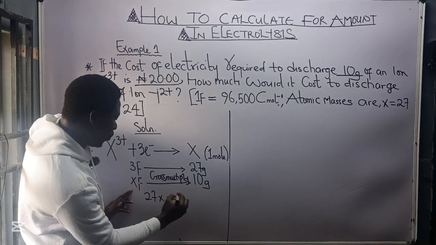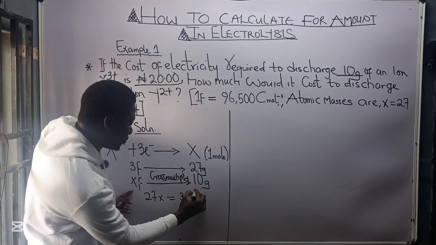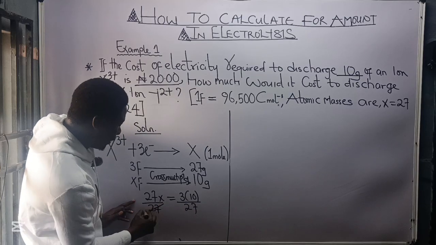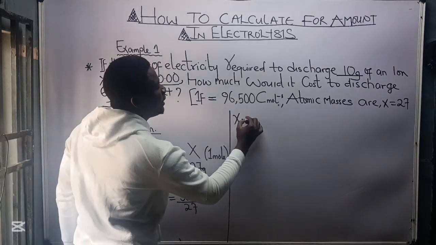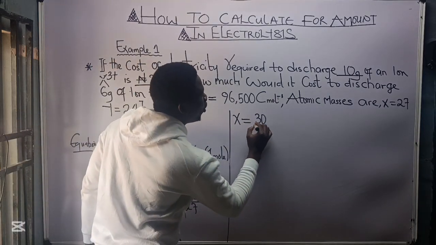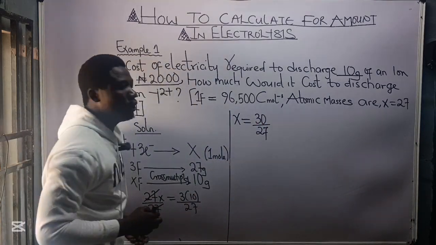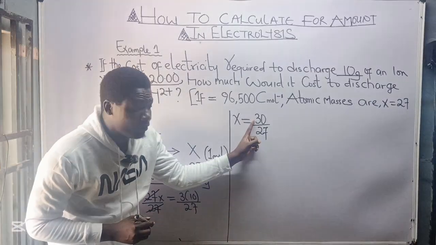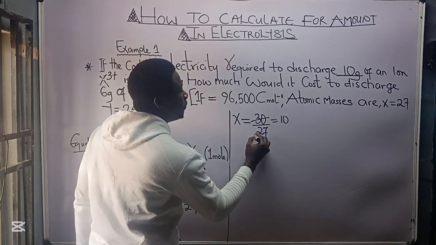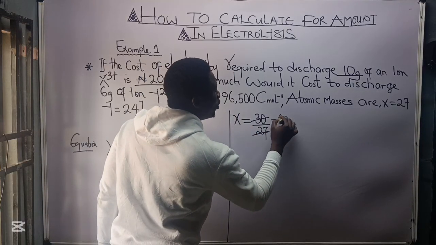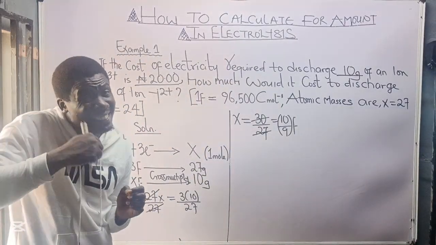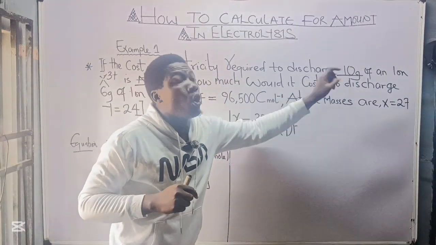Divide both sides by 27, this cancels this. So we have x equals, watch me carefully, 3 times 10 gives us 30 over 27. You see you have 30 over 27. If I divide here by 3, I will get 10, and divide here by 3, I will get 9. So this is the number of Faraday that is needed to deposit 10 grams of the ion.